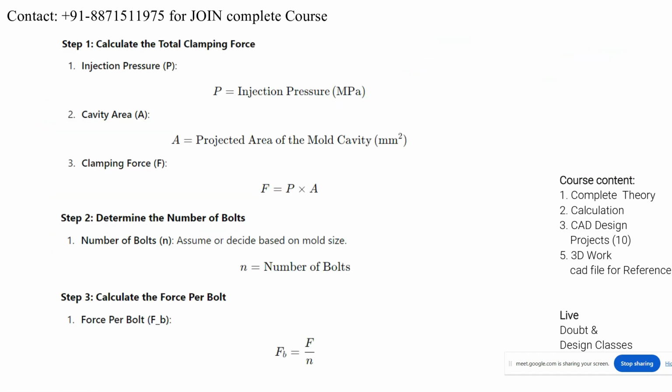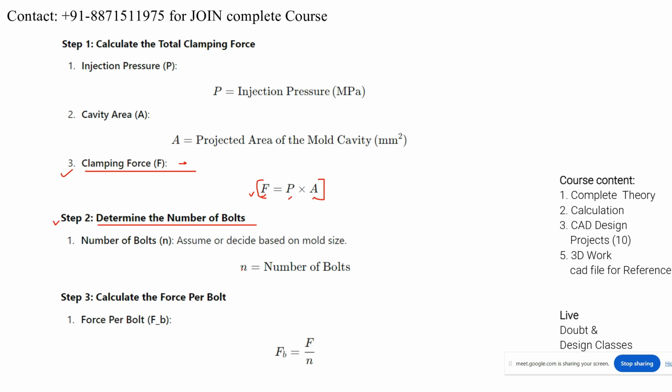Okay, see here, step 1. First of all, calculate the total clamping force. How will you calculate the clamping force? Depending upon the projected area or the cavity area and the injection pressure, right. So you will get the total clamping force. You can see that F equals P multiplied by A. This is the simple formula as I told you, right.